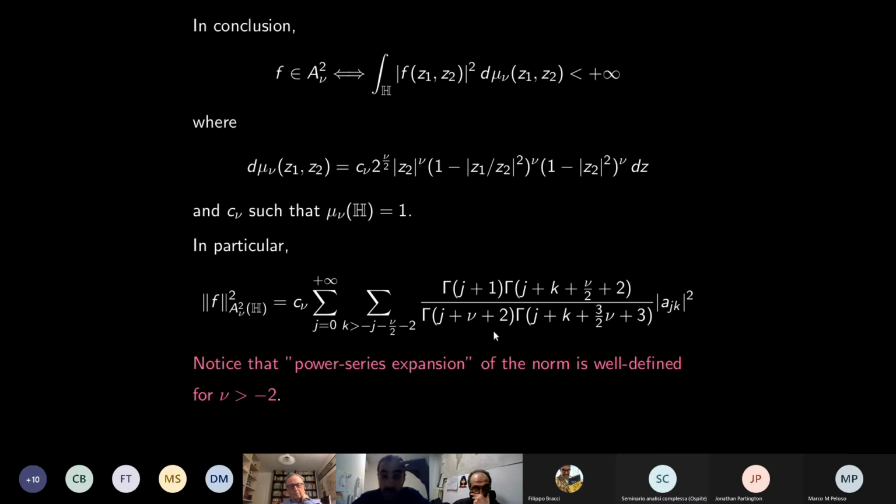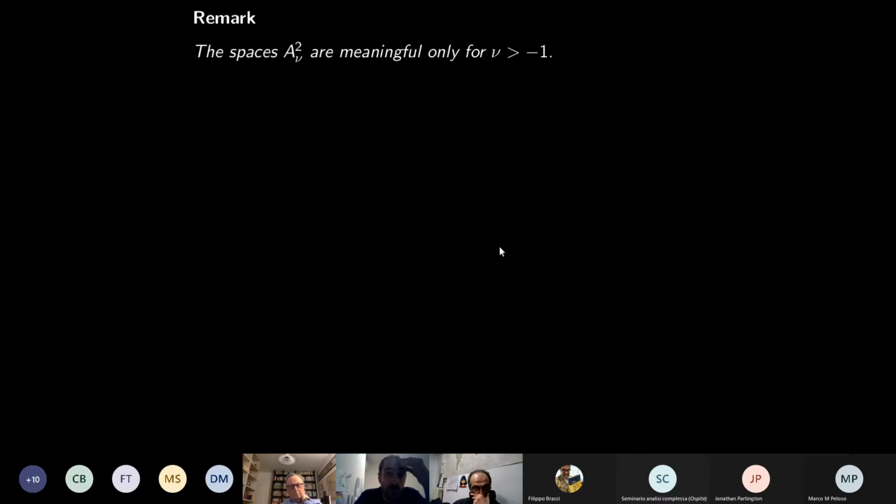But when I defined the weighted Bergman spaces, I said that nu is greater than -1. This is because we can define the weighted Bergman spaces for any parameter nu, but they are meaningful only for nu greater than -1. Otherwise, when nu is equal to or less than -1, these spaces are actually empty.